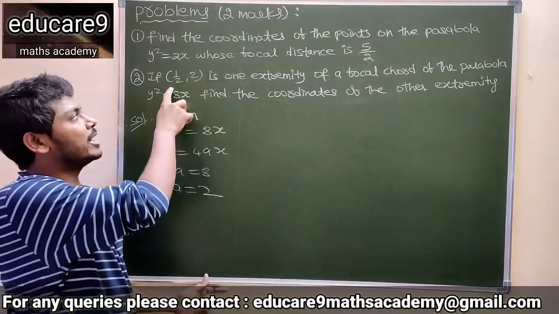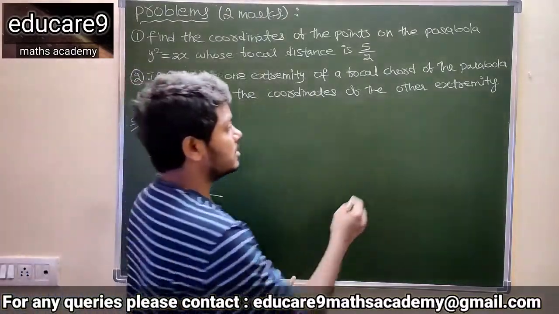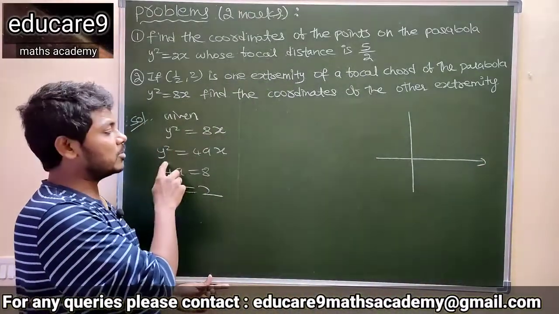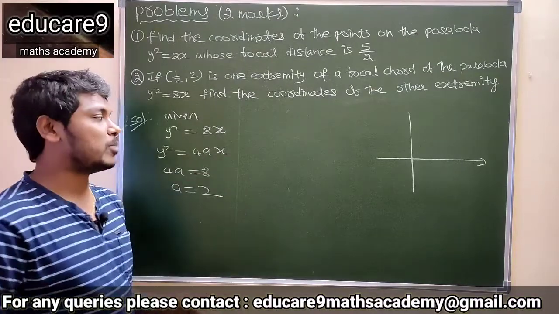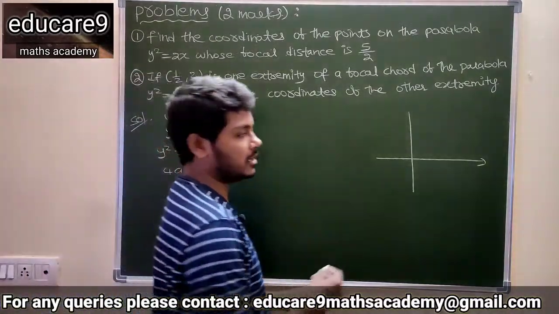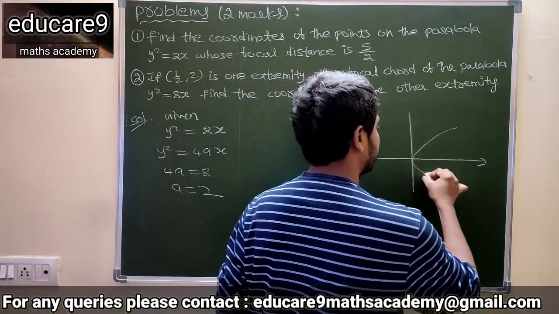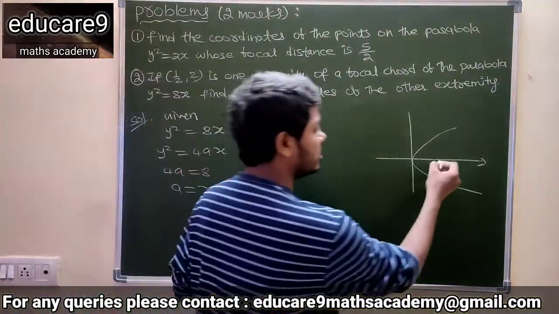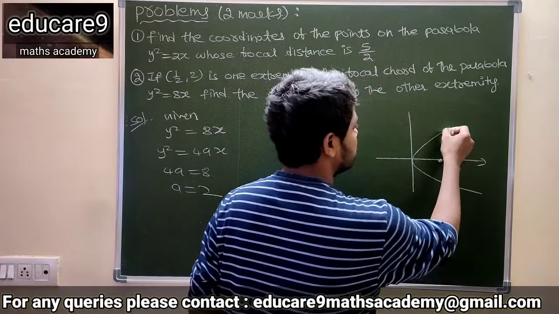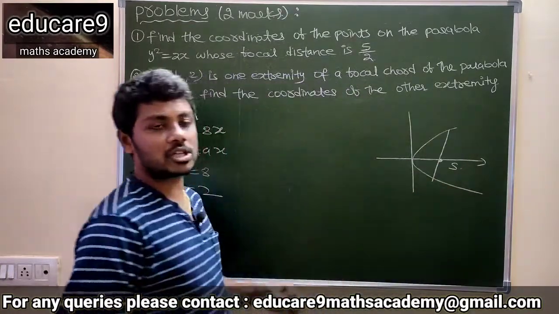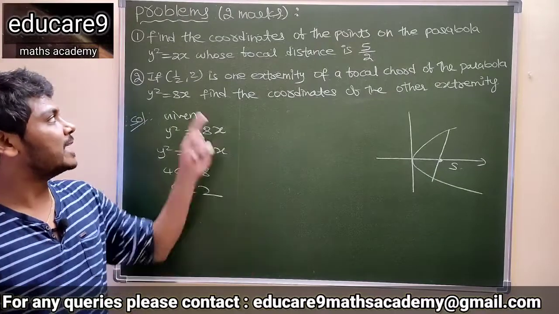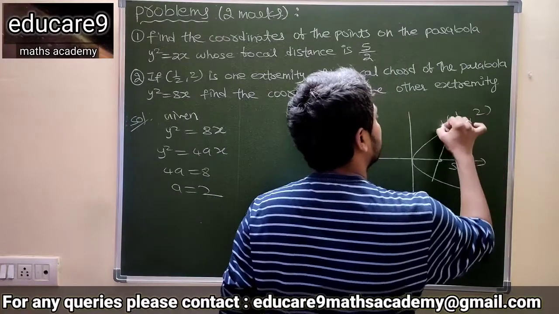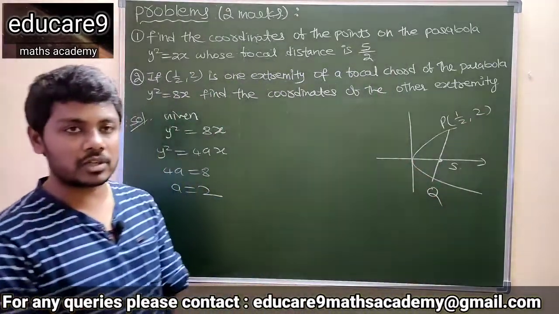Here one end of the focal chord is 1/2 comma 2. The given parabola y square equals 8x is in the form y square equals 4ax, so clearly this parabola opens to the positive x-axis side, like this. Focal chord means a chord passing through the focus. Suppose this is the focus, so this is a chord. A chord passing through the focus is a focal chord. Here one end is given as 1/2 comma 2. So this is one end of the focal chord. Then find the other end of the focal chord.